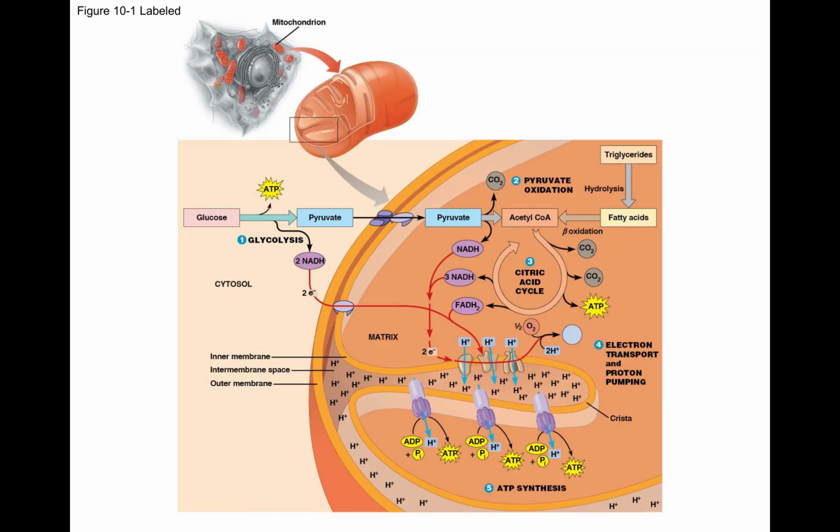Okay, so we're still on carbohydrates. We did glycolysis and then gluconeogenesis. And now we're going to take that pyruvate that came out of glycolysis and finish oxidizing it and get lots more ATP than just 2 that we got out of glycolysis.